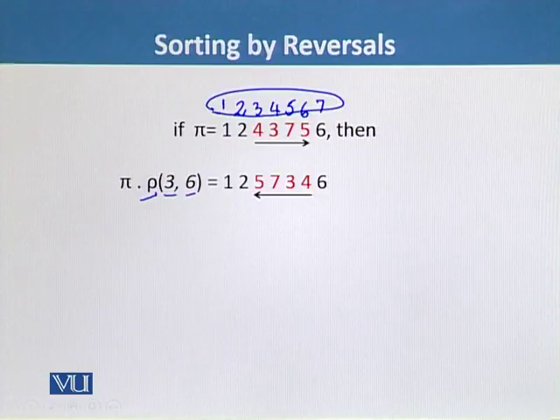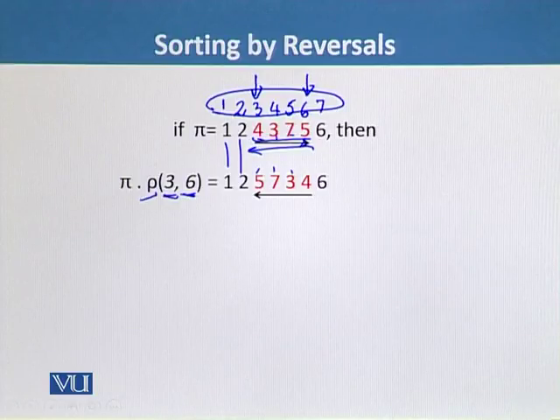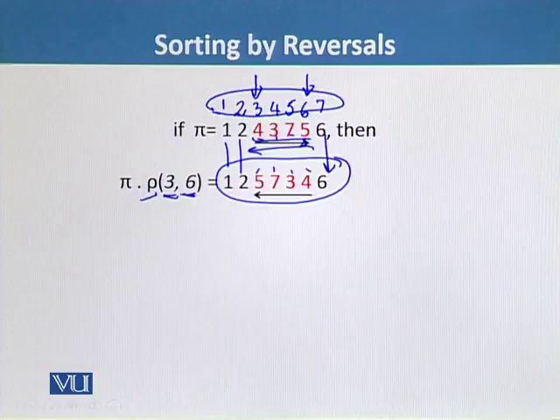So we have to reverse the order of the integers 3 up to 6, meaning from 4 to 5. What we do is reverse the order of these integers in the opposite direction, because we have to consider only these positions 3 to 6. 1 will remain the same, 2 will remain the same, 5 will come first, then 7 will come, 3 will come, 4 will come, and 6 will remain the same. So we have achieved this reversal by changing the direction of the integers.